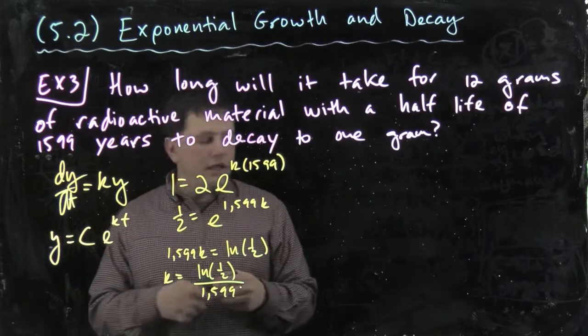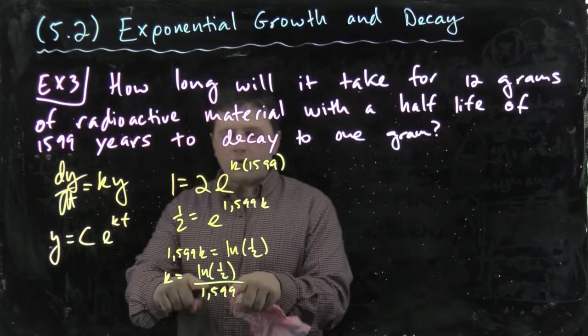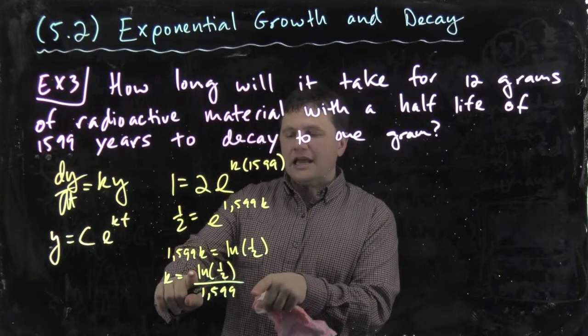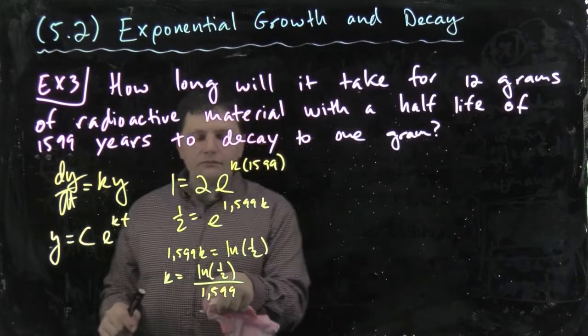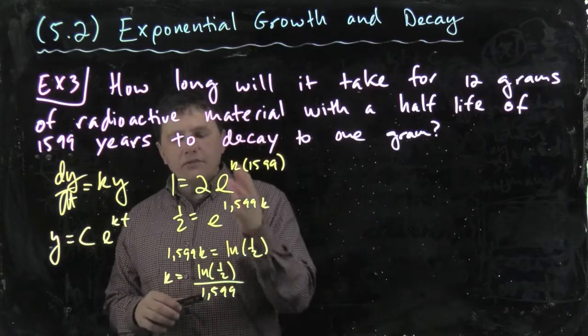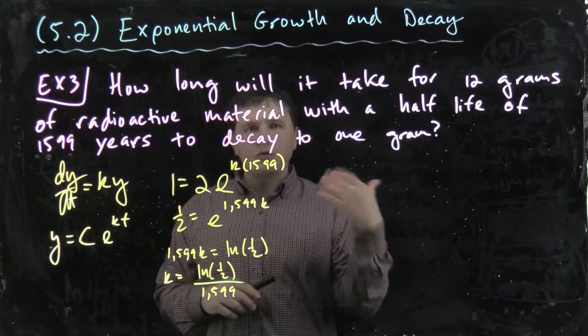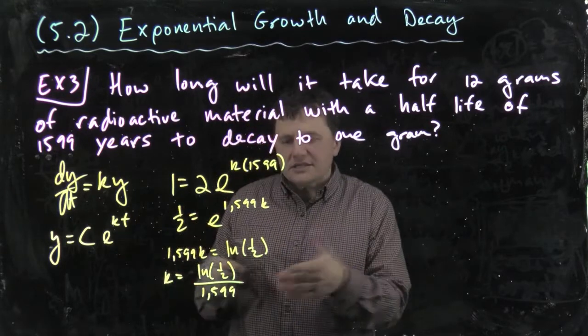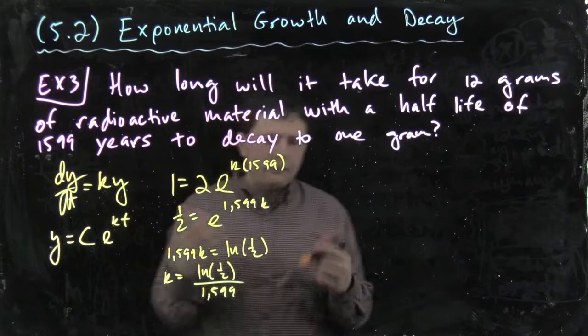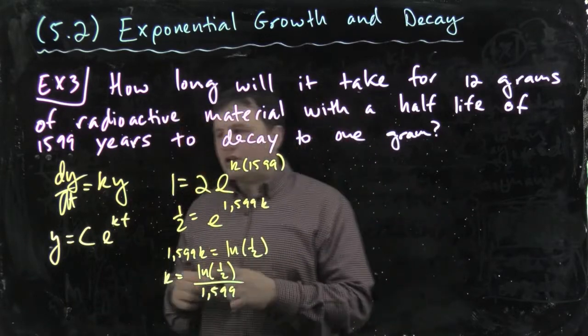Now, if you've worked with half-life in a science class, you probably were given a formula that wasn't quite like this. It was probably negative ln of 2 divided by the half-life, or something of that nature. In calculus, we want to be able to work with the formulas. We're not going to be given a formula that we just memorized. If you did memorize it, that would be fine, but my feeling is keep your memorization to a minimum. So now this is our k.